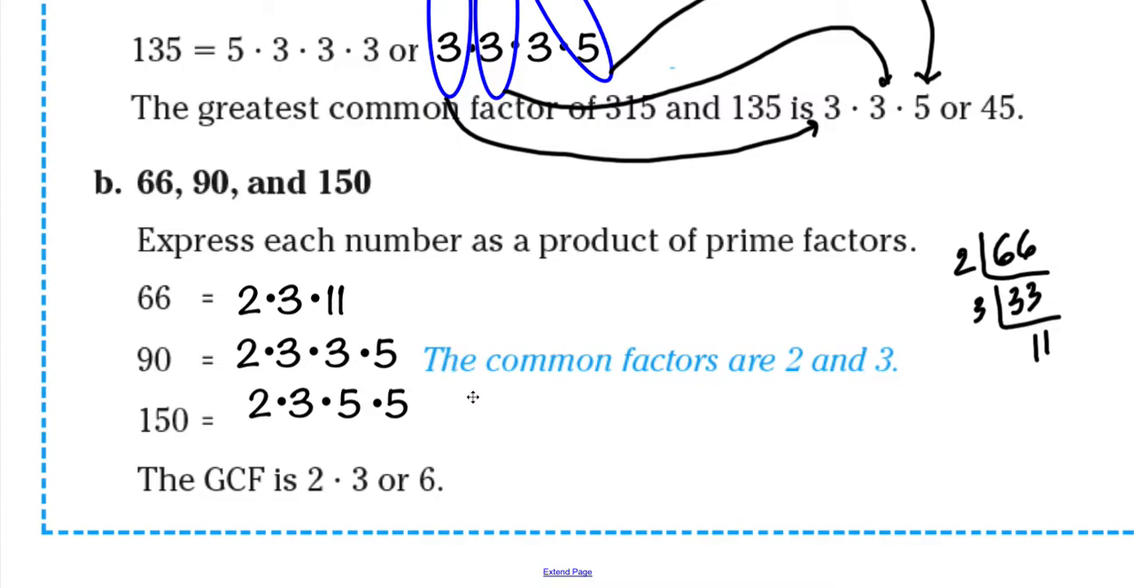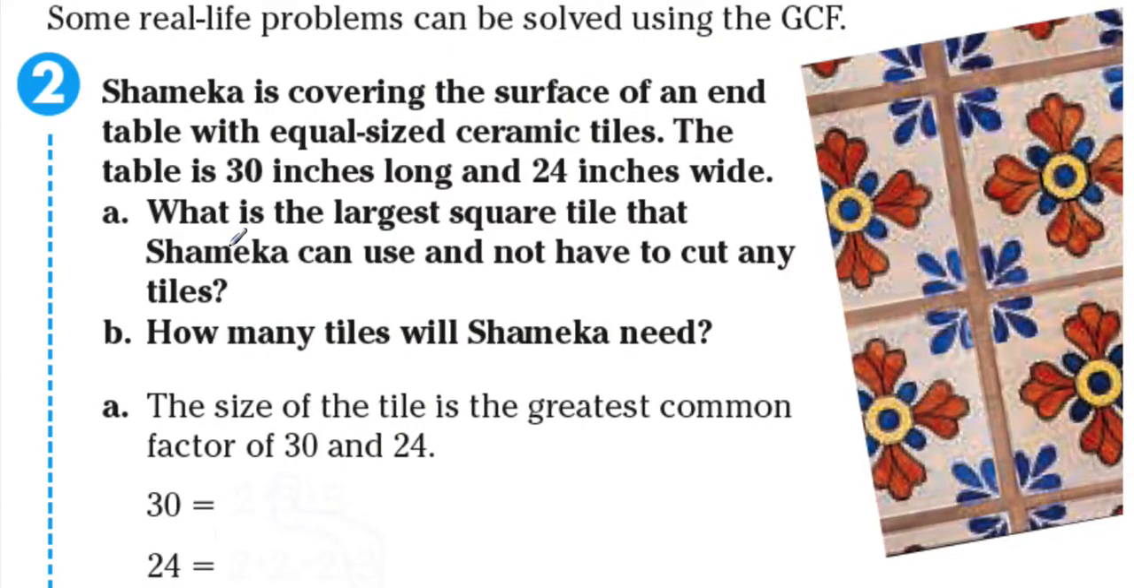Okay, so if you notice here, the common factors are 2 and 3. Why are they 2 and 3? Because if I get this, that'll be 2, and that'll be 3, and I simply bring them down once. So the GCF of 66, 90, and 150 is 6. Okay? Let's take a look at the next example.